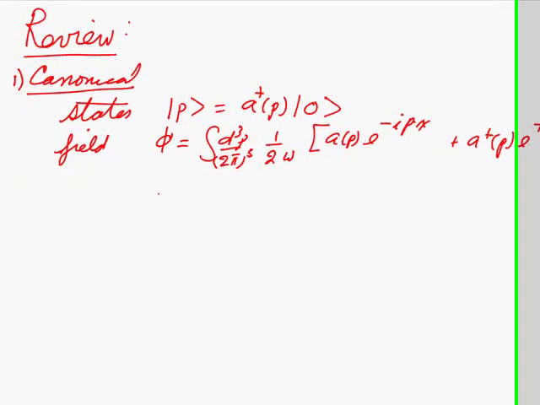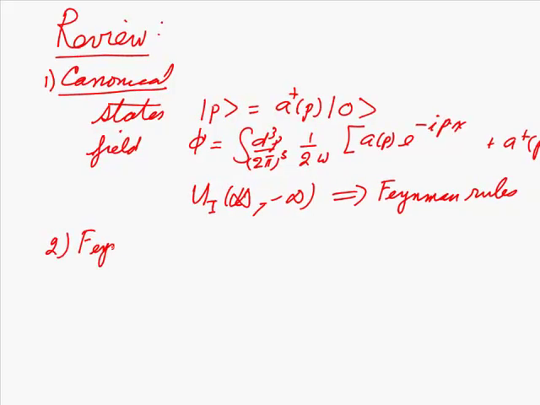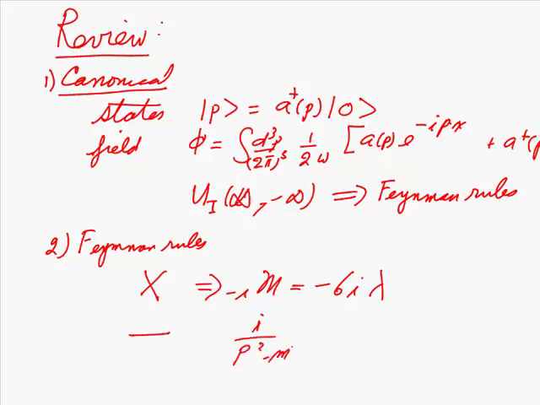And all the dynamics was in the time development operator, U_I, from minus infinity to plus infinity, which is what we use most of the time. And by expanding that, we got the Feynman rules. So, part 2 is Feynman rules. When we have that, we write minus i m is minus 6i lambda, so that's lambda phi to the fourth. And we see the propagator i over p squared minus m squared. Okay, so that's one whole development.